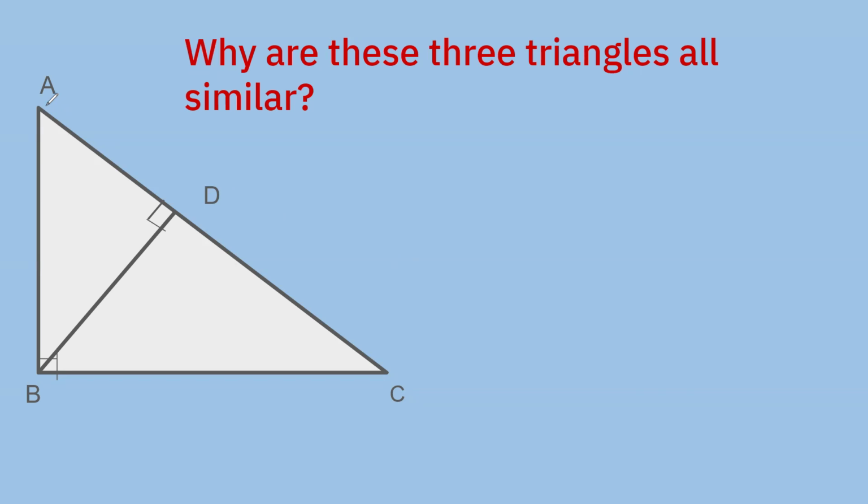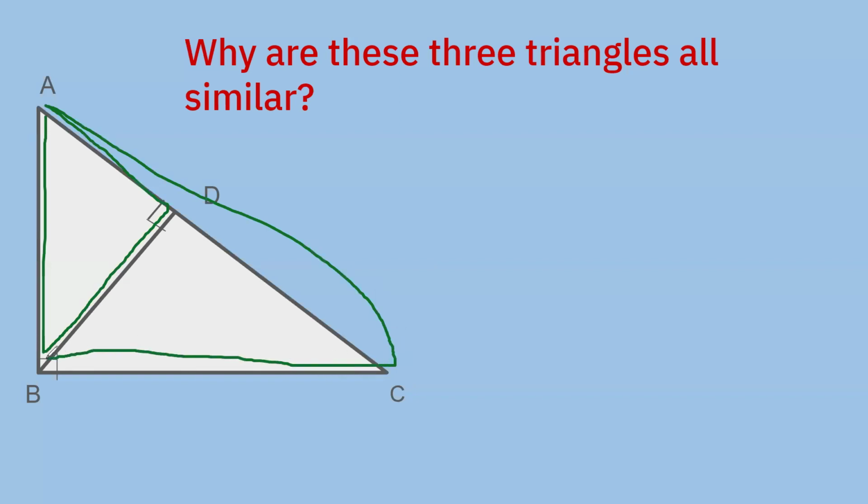So first of all, what are the three triangles, right? So there's this triangle here, ADB. Then there's the big triangle, ABC. And then there's this other smaller triangle, BDC. Now, why are they all similar? Okay, I'm going to explain that in 1 second.